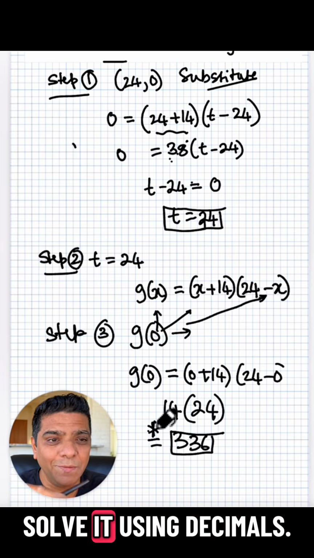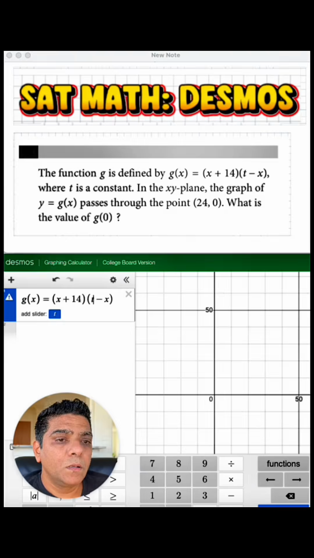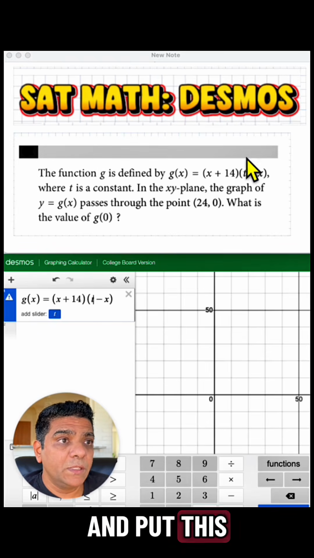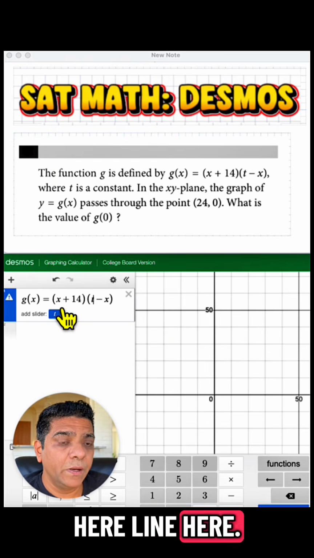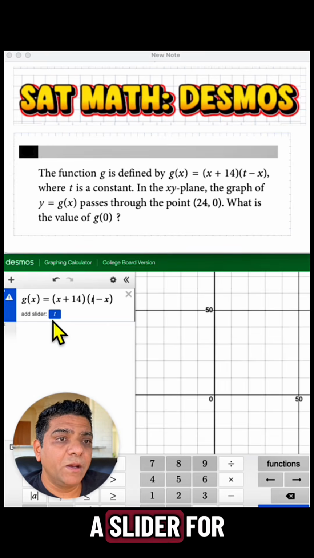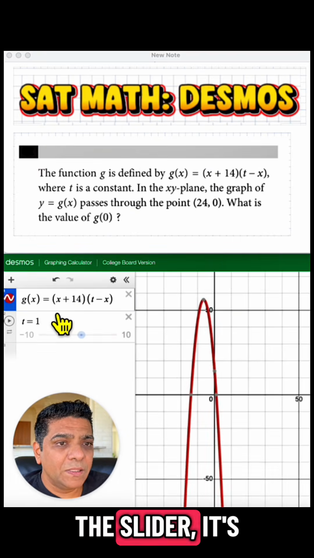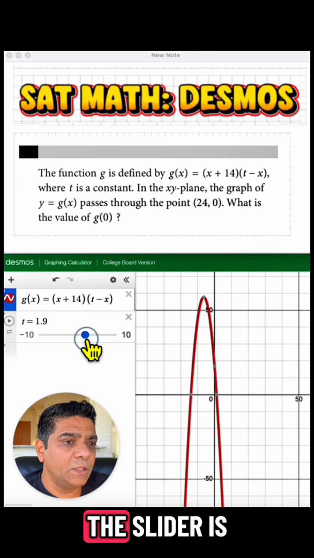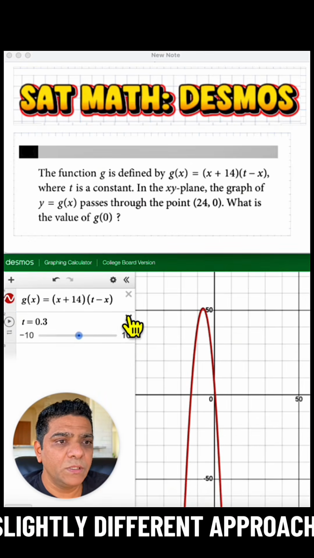Now let's see how to solve it using Desmos. In Desmos, I put this exactly on the first line here. It's giving me a slider for the t, the constant. Now, if I click the slider, it's going to give me the quadratic, but we don't exactly know what the slider is going to be. So let's use a slightly different approach.